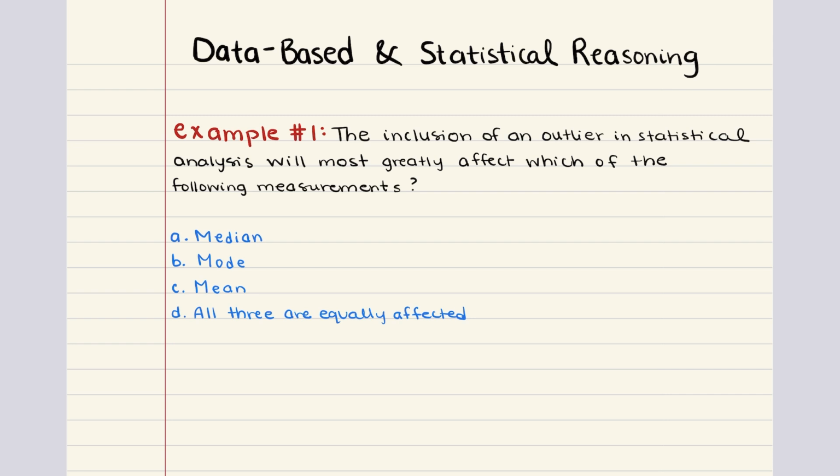The mode, this is the most frequently occurring value in the data set. It's not directly impacted by outliers unless the outlier itself becomes the most frequent value. But since outliers are typically rare, they usually do not affect the mode. Therefore, the mean is the most greatly affected by the inclusion of an outlier, and that means that the correct answer for problem 1 is C.